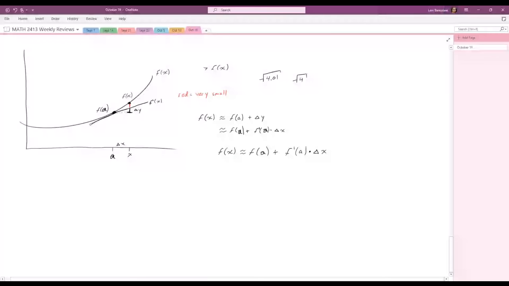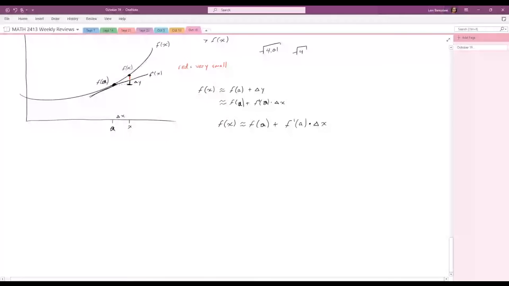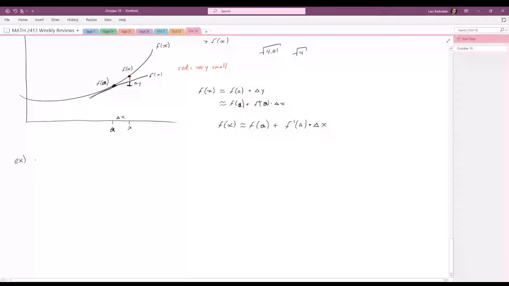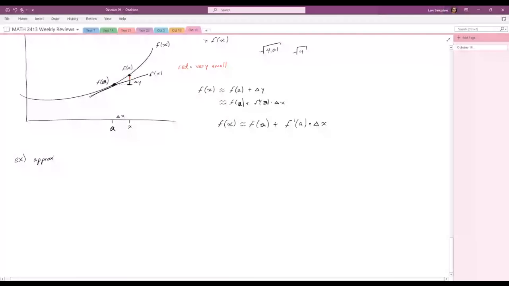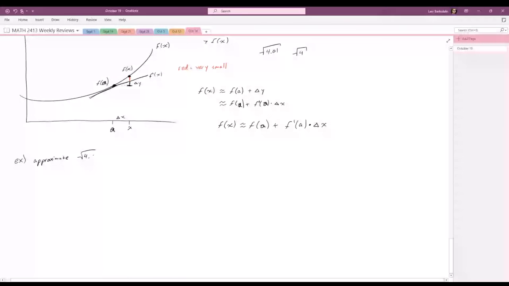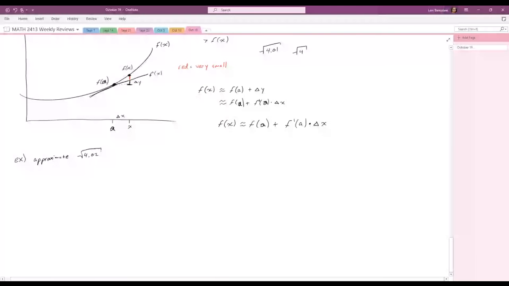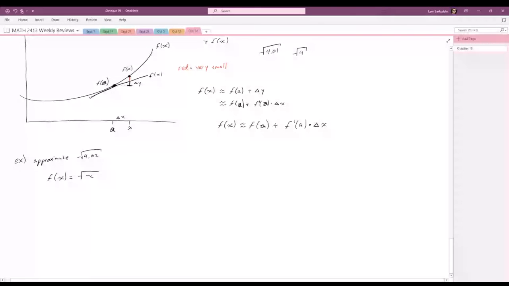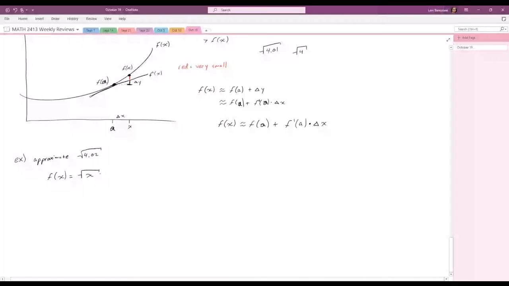So let's do a quick example. Let's say we wanted to approximate the square root of 4.02. Well, then I can write what my function is. It's just going to be the square root of x, because I'm taking the square root of some number I'm interested in approximating. The number that I know how to take the square root of is going to be 4, because that's really close to 4.02.